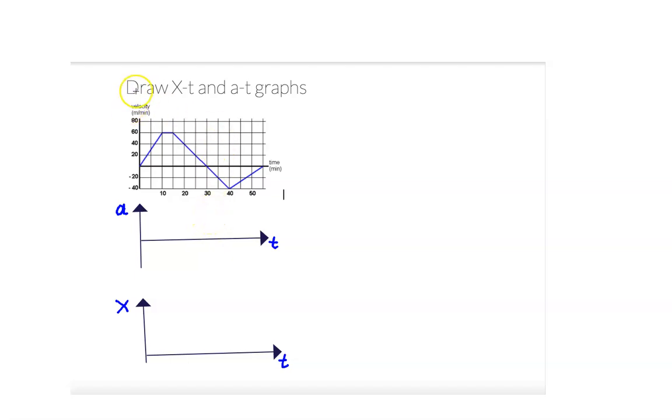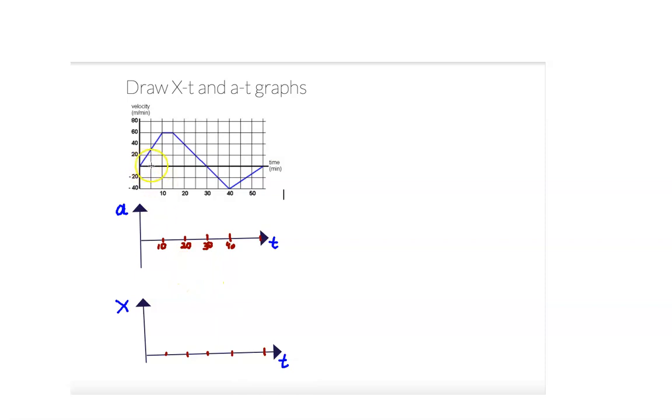In this video, I will draw the acceleration time graph and the position time graph from the given velocity time graph. I begin with the acceleration time graph. I located both graphs underneath the velocity time graph, and I matched the time intervals exactly as I have them on the velocity time graph. So this means 10 goes under 10 minutes, 20 under 20, 30 under 30, 40 under 40, and so on.